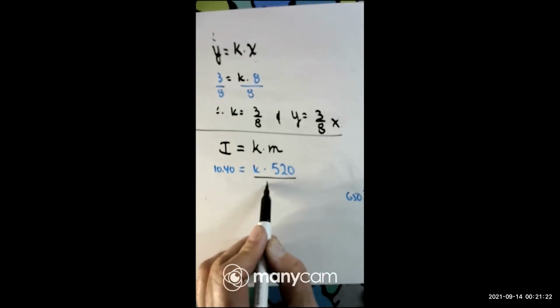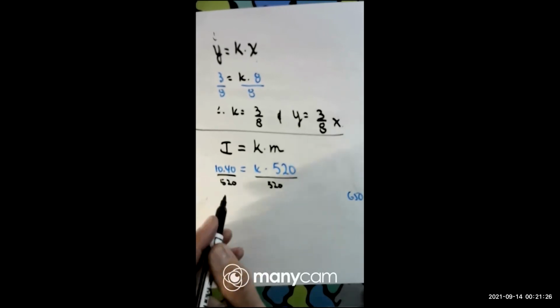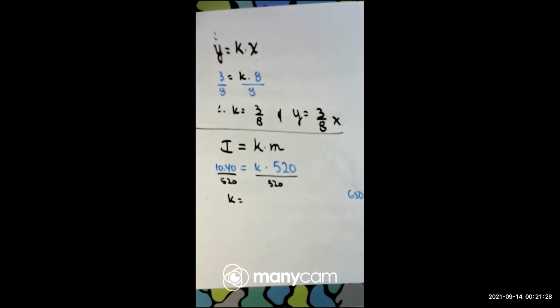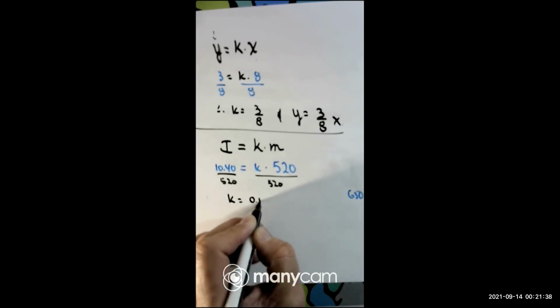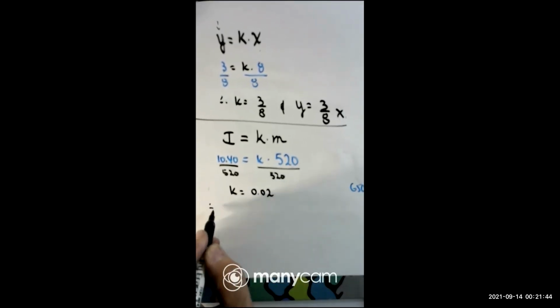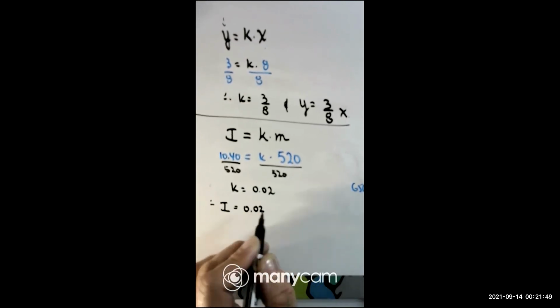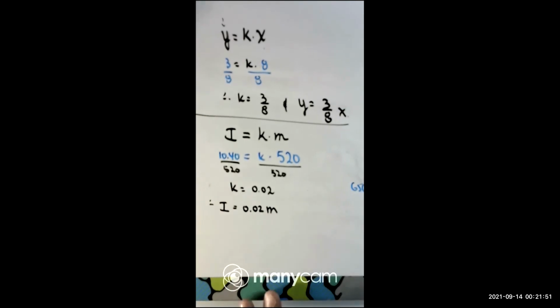Well, we just simply divide by 520, and K equals, I need my calculator. So that would be 10.4 divided by 520, 0.02. So what is my equation? Therefore, the interest is going to be 0.02 times the amount of money that we deposit.